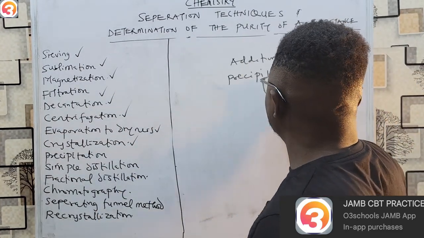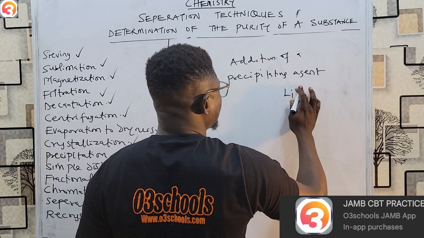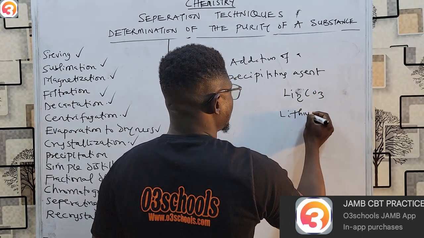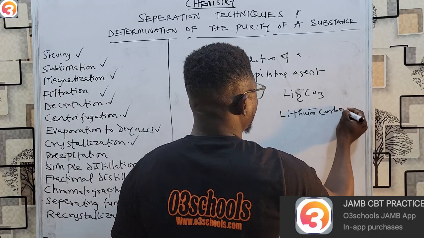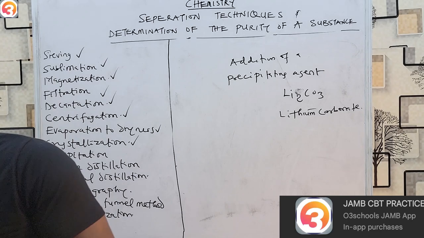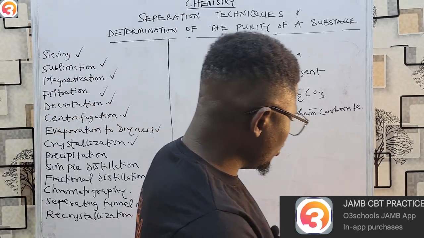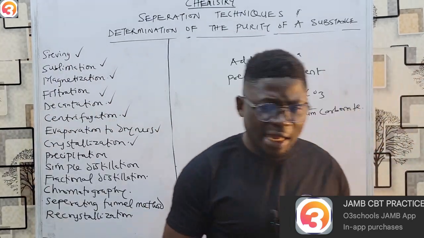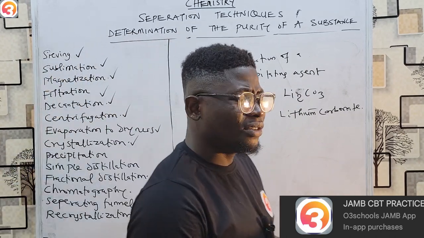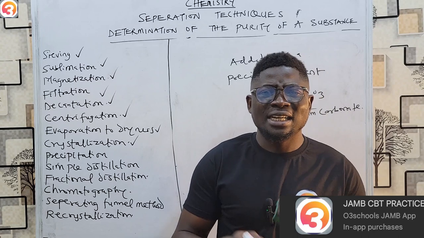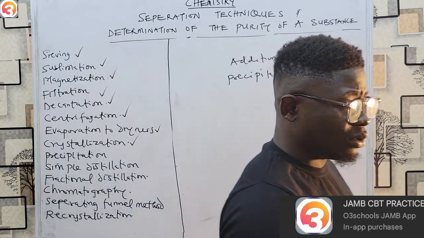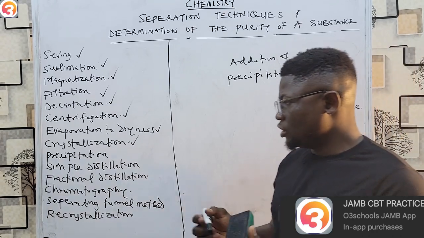An example of a precipitating agent would be Li2CO3. This is lithium carbonate, added as a precipitating agent. So precipitation is usually used for recovering dissolved solids based on their different solubilities in different solvents.